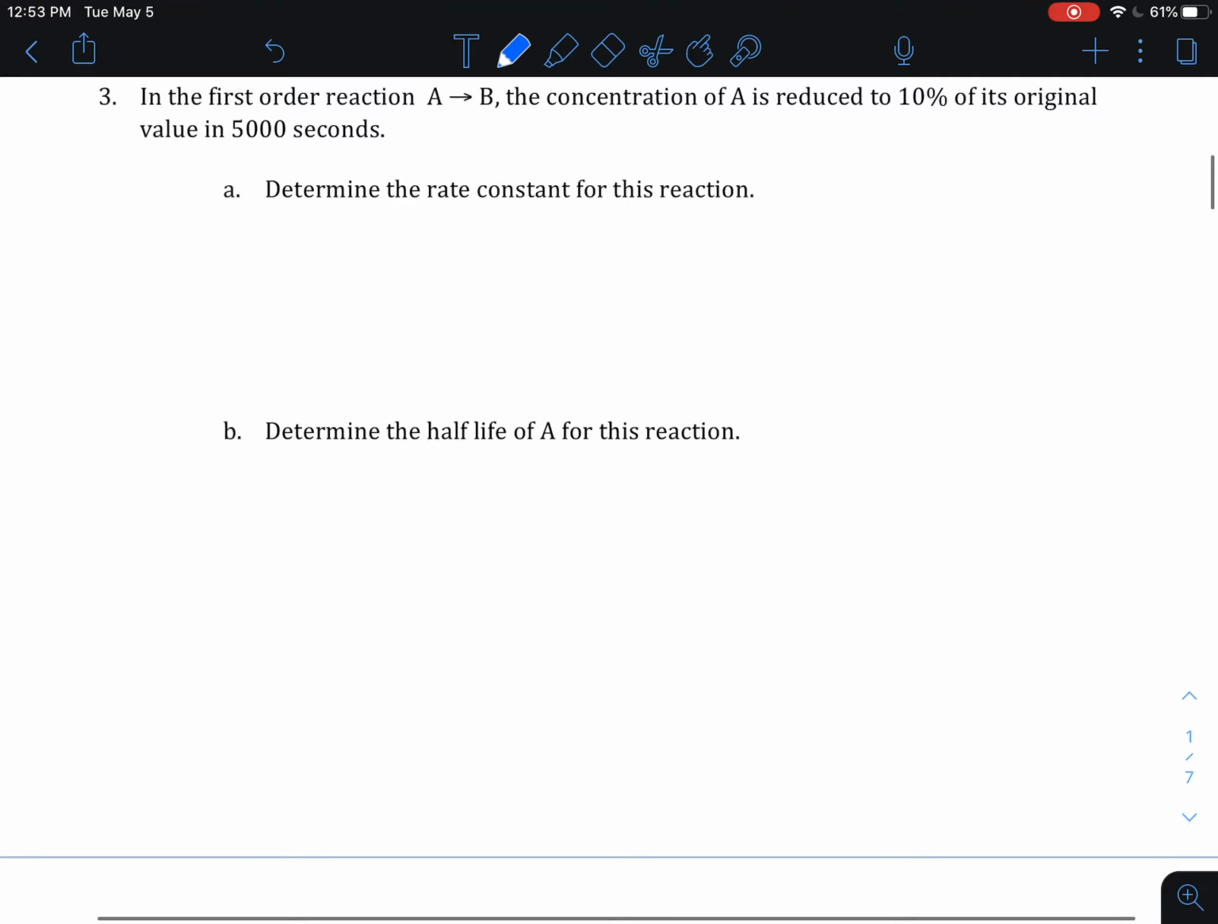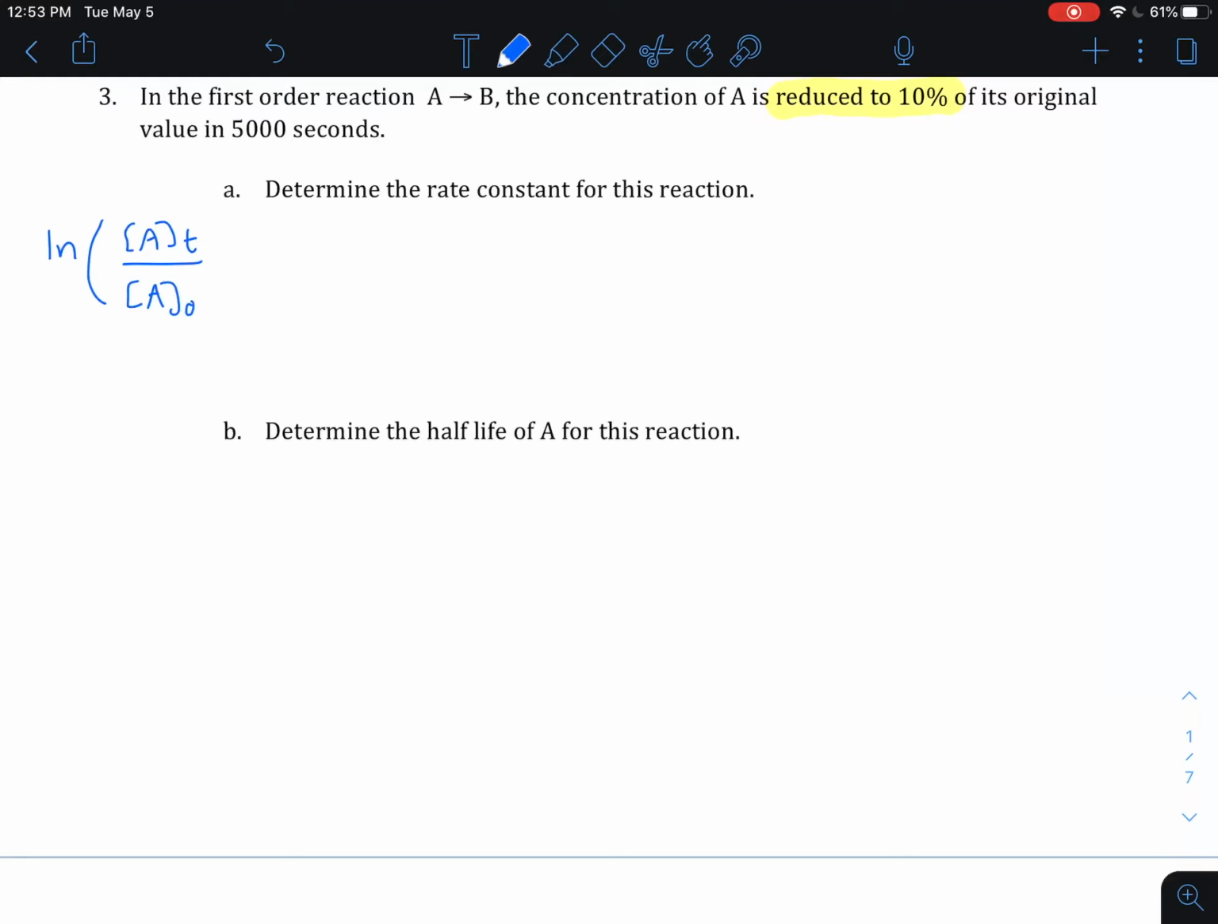Okay, more kinetics. Now it's talking about a first order reaction instead. Now it says in the first order reaction, A makes B, concentration of A is reduced to 10% of its original value, so that's important. Reduced to 10% of its original value. Determine the rate constant for this reaction.